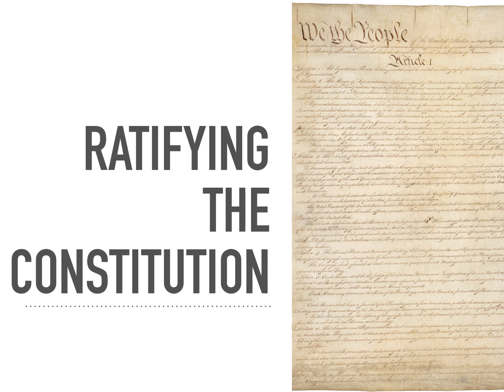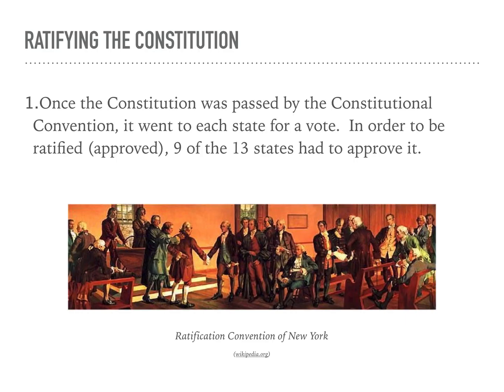And eventually this convention decides to begin the process of writing a new government, a new constitution of the United States. And that's where we left off yesterday. So now we're looking at how this Constitution becomes ratified, or approved, to become the government of the United States. Well, once the Constitution was passed by the Constitutional Convention, it went to each individual state for a vote.